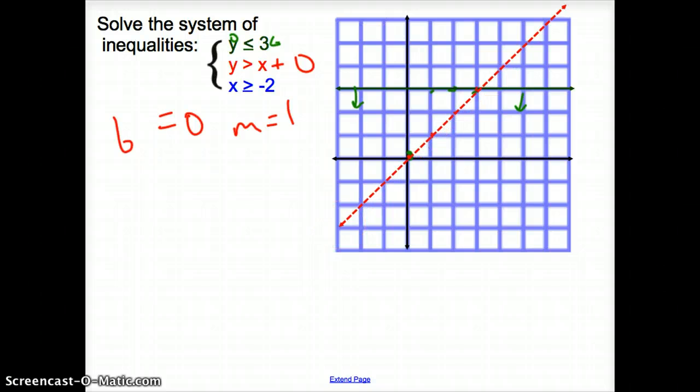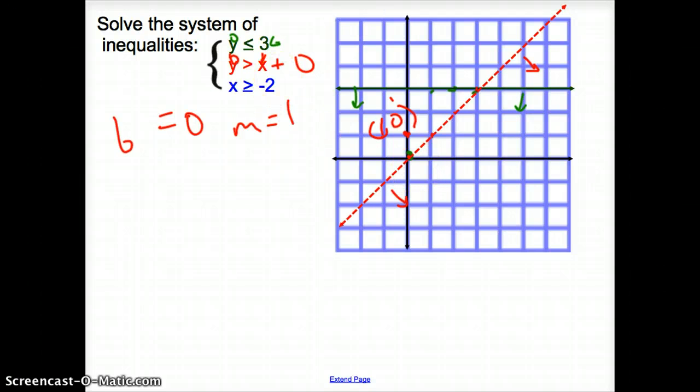So now going back to my point about the line going through 0, 0, I can't pick that point because the line goes through it. So I'm going to pick a point right above that line at 1, 0. Now if I put 1 in for x and 0 in for y, is 0 greater than negative 1? No, it is not. So since it is not true, I am going to shade away from the point. I am going to shade on the other side of the line.